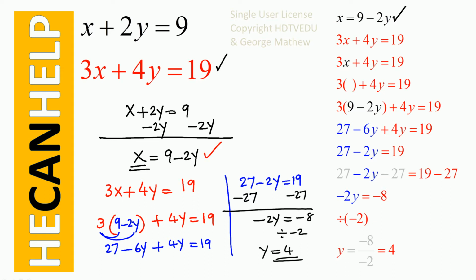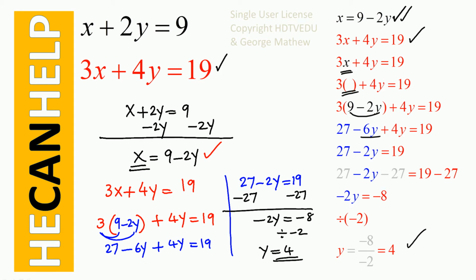So that's what I did on the side here. x equals 9 minus 2y. And then we take the second equation, 3x plus 4y equals 19. And then we put x in brackets, and in the space occupied by x, we substitute 9 minus 2y. 3 times 9 is 27. 3 times negative 2y equals negative 6y plus 4y equals 19. And you do the math and you see that y is equal to 4.